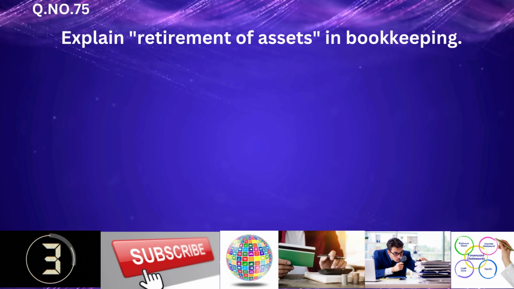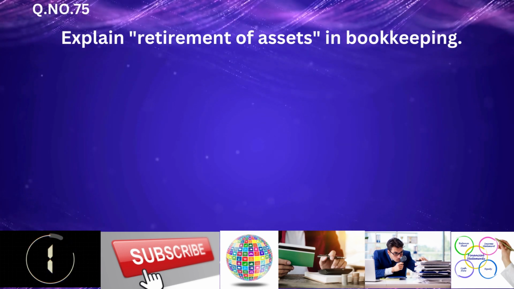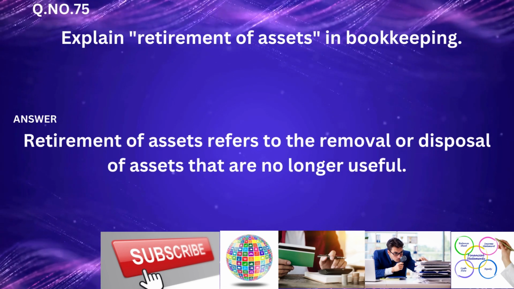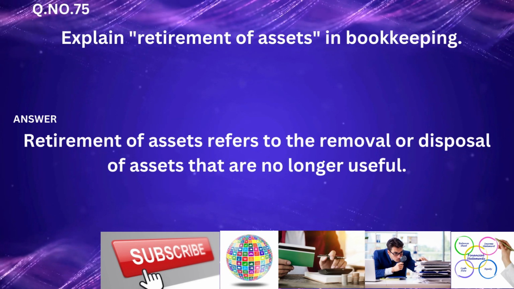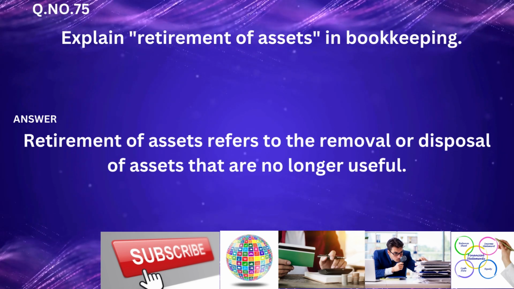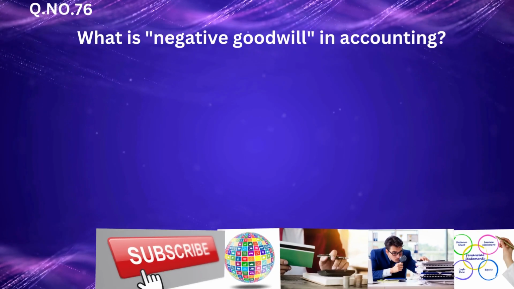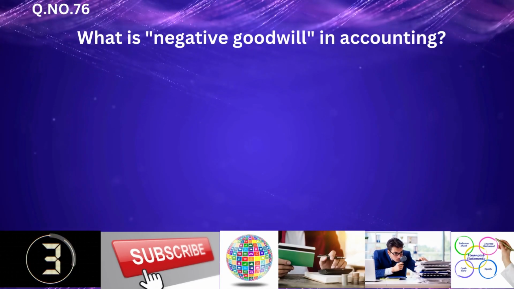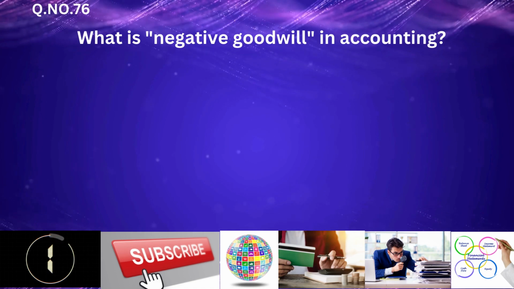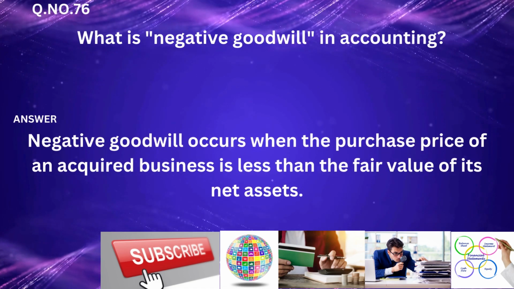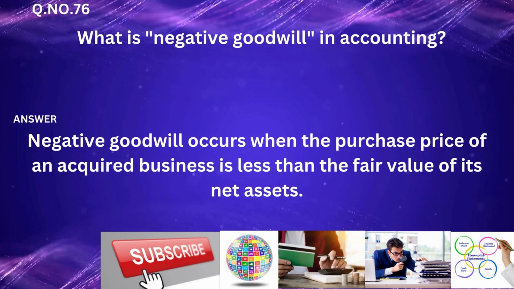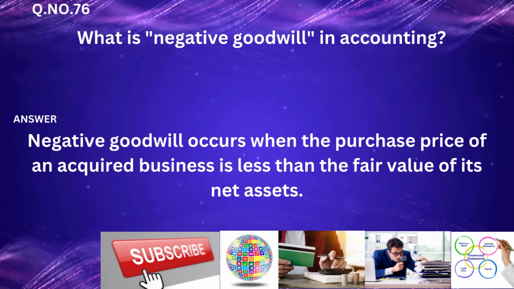Question 83. What is the role of a subsidiary ledger control account? Answer: a subsidiary ledger control account summarizes the balances of all subsidiary accounts. Question 84. Define operating income in bookkeeping. Answer: operating income is the profit from a company's regular business operations before interest and taxes.